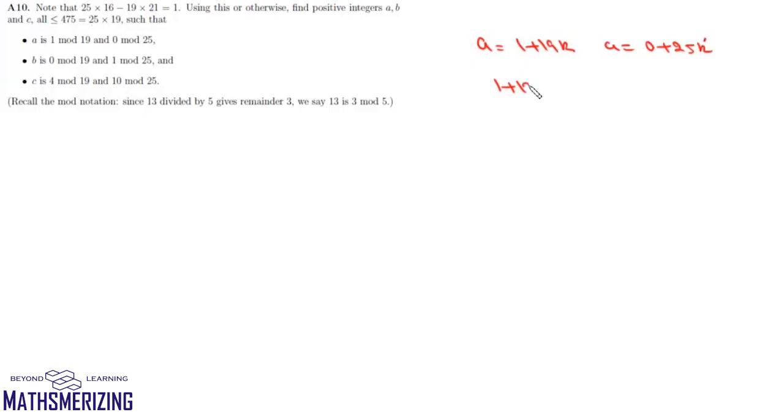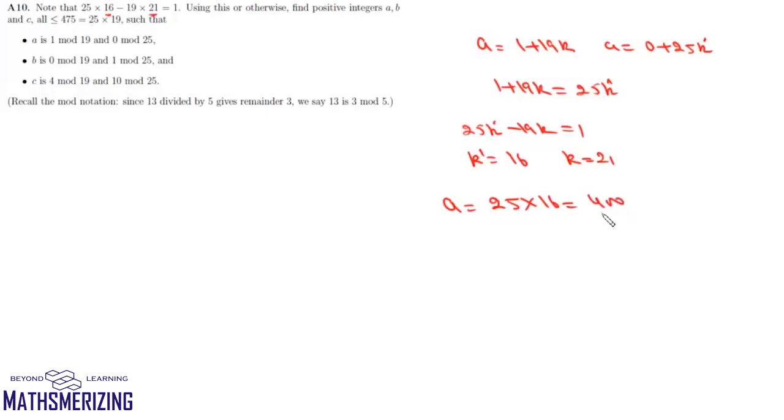Now 1 plus 19k is equal to 25k dash. We can write 25k dash minus 19k equals 1. Now it is already given that 25 into 16 minus 19 into 21 is equal to 1. So that means we can take this k dash as 16 and this k as 21. Now using either k or k dash, we'll get the value of a. So the value of a here will be 25 into 16, which is nothing but 400. So the value of a is 400.